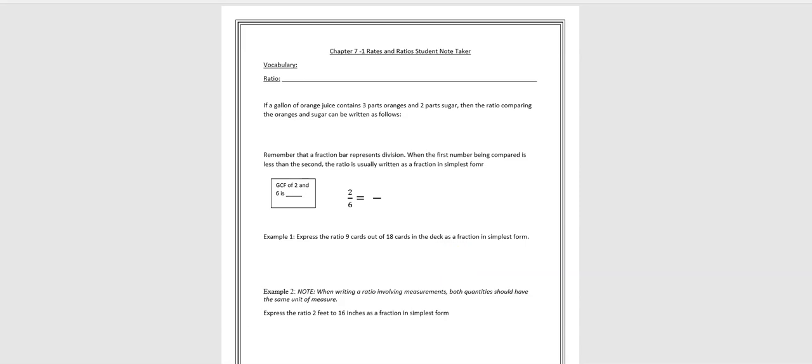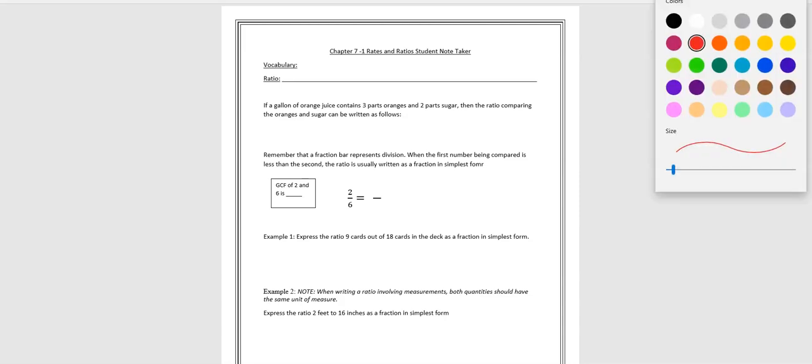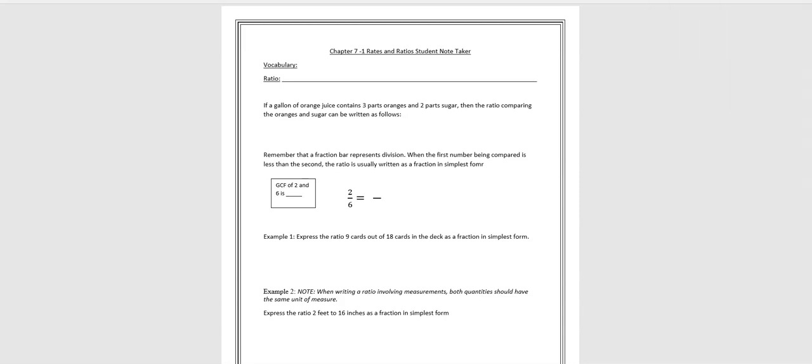Today, we're going to be talking about rates and ratios. Let's just review the definition of a ratio. So remember, the definition of a ratio is a comparison of two numbers or quantities.